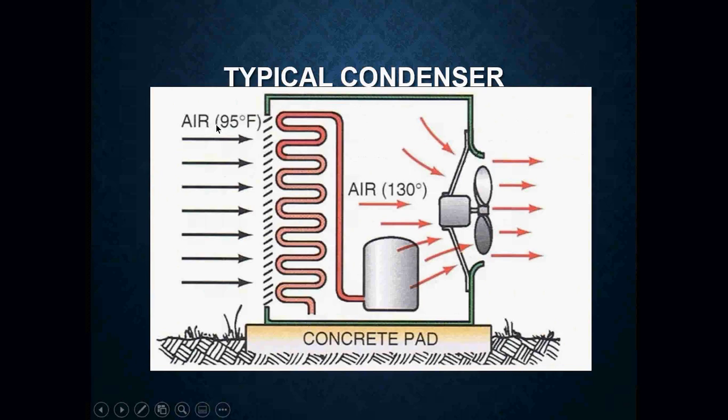Okay, so as you can see, we have 95-degree air coming in to our condenser, but yet it's leaving at about 130 degrees. That is all of that sensible and latent heat that is now being rejected from that refrigerant. It is that cooling action that we see.